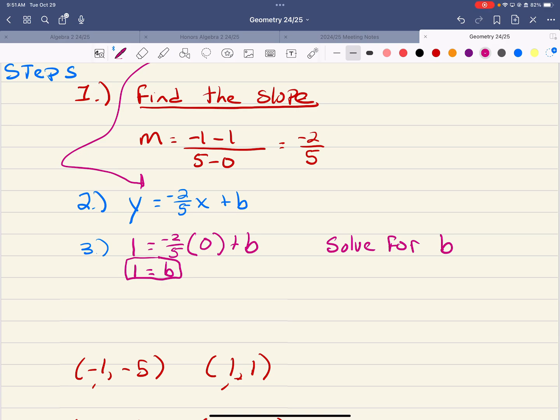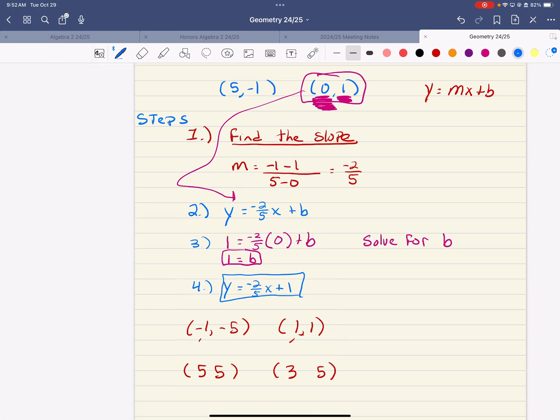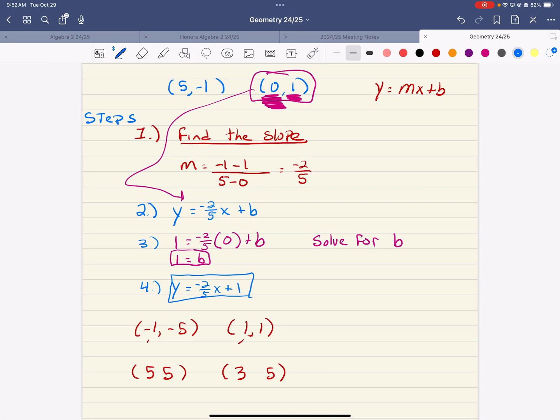Now we have step 4, and this is the final step. Step 4, we're going to write the equation y equals negative 2/5 x. But now we know the b value. The b value is 1. So that's going to be plus 1. That's the equation of the line that goes through those 2 points in slope-intercept form.